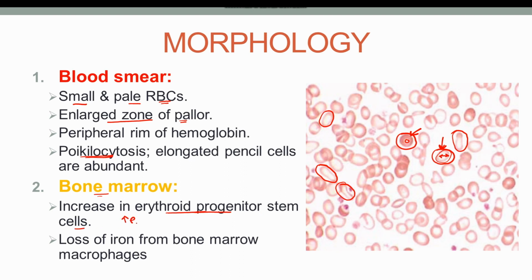to an increase in erythropoietin. Erythropoietin, as you may recall, is a hormone produced by the kidney that increases red blood cell synthesis. The bone marrow aspirate also reveals that there is loss of iron from the bone marrow macrophages. These macrophages in the bone marrow are usually laden with iron, but in case of iron deficiency anemia, there is loss of iron from these macrophages. This is particularly seen on Prussian blue stain.